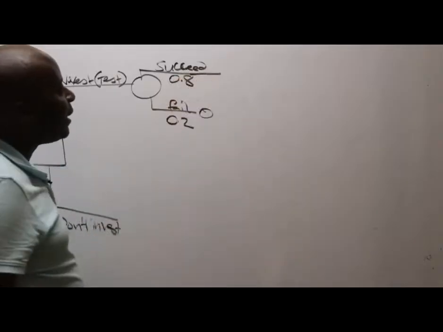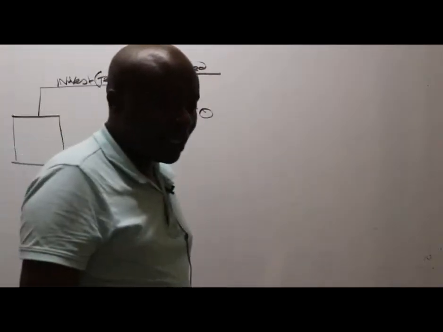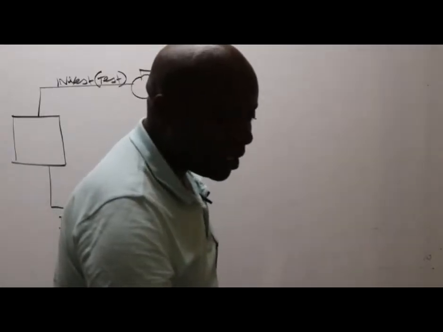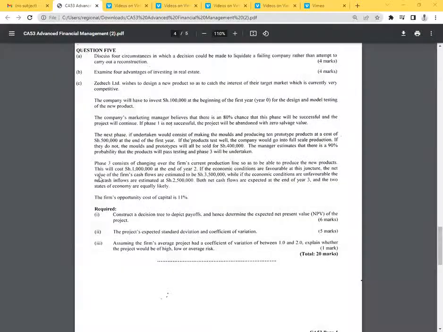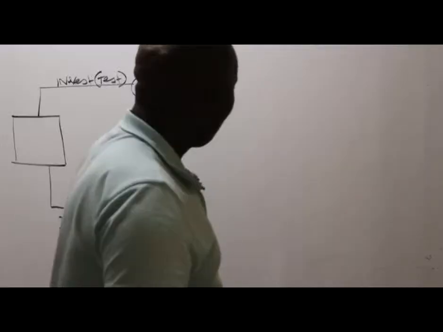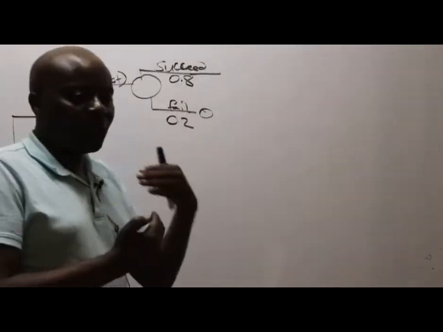Now, if we succeed, what have they told us? Look at this. They've told us the next phase, if undertaken now, would consist of making the molds and producing 10 prototype products at a cost of 500,000 at the end of the first year. If the products test well, the company would go into full-scale production.